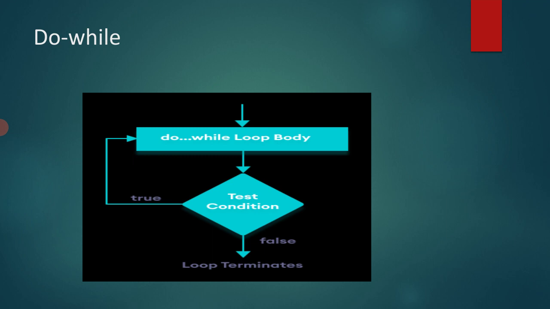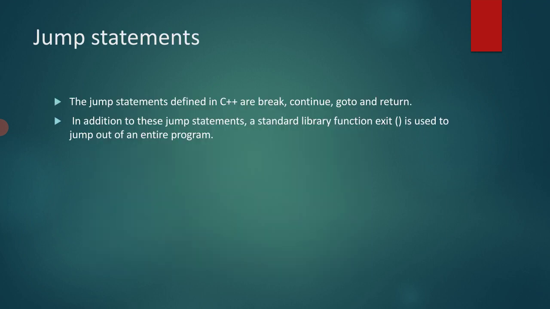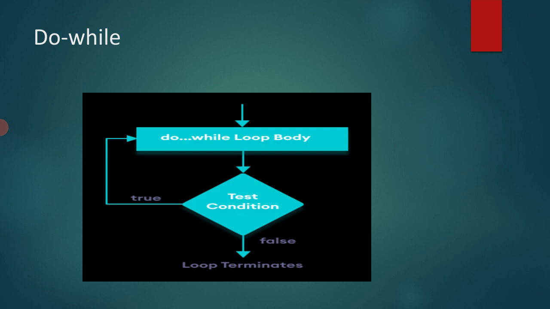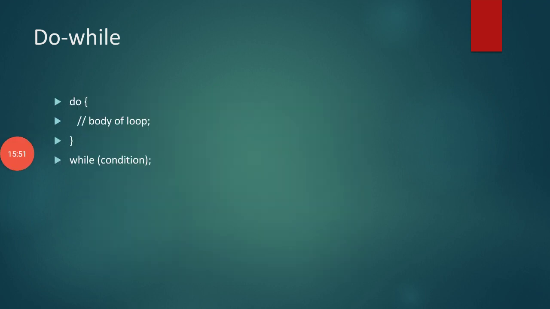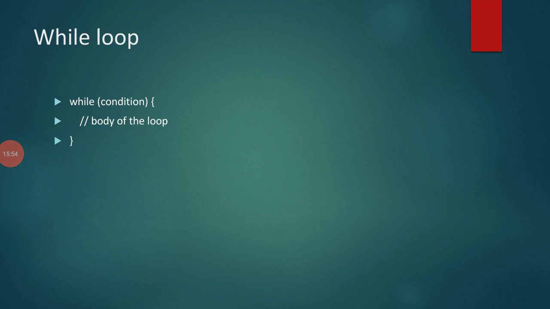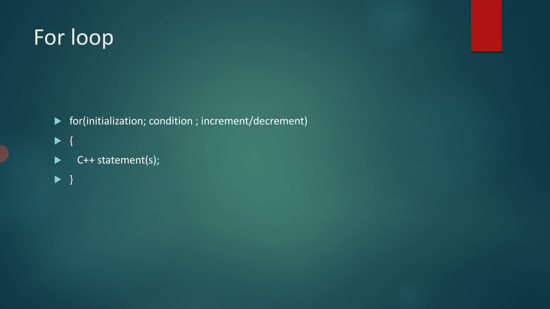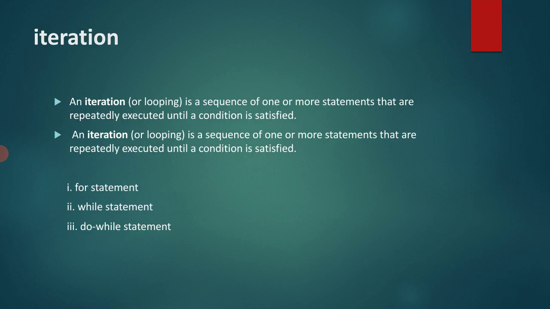Look at this diagram. Control statements. As we are studying the topic C++ control statements, we have already completed selection statements and iteration statements. In the selection statements, we have studied if statements and switch statement. In the iteration statements, we have completed while, for loop, and do while. Now the third category is jump statements. Now we have to study jump statements.